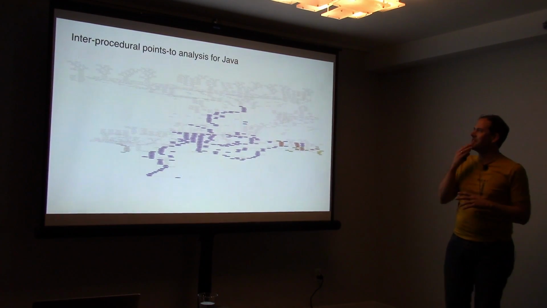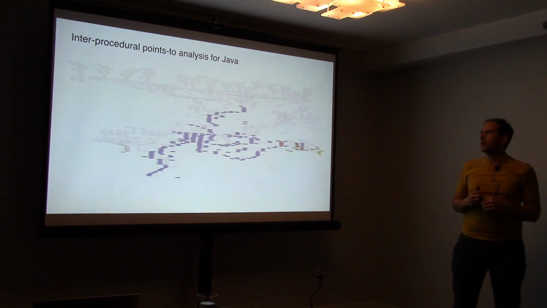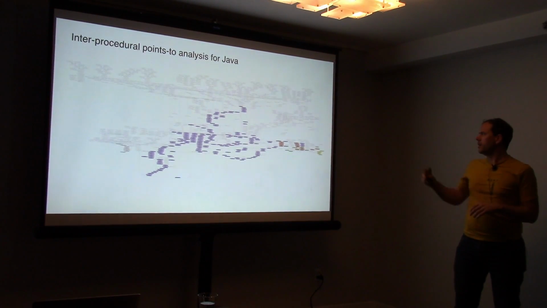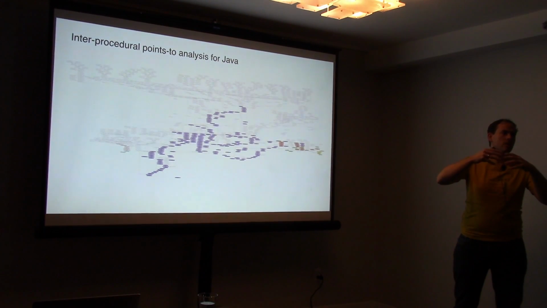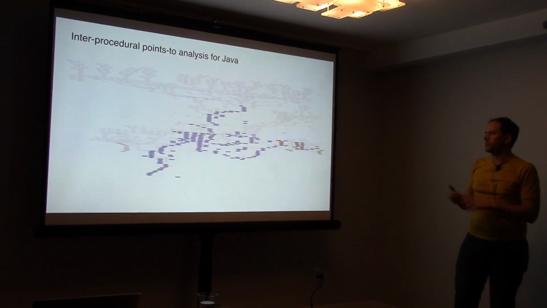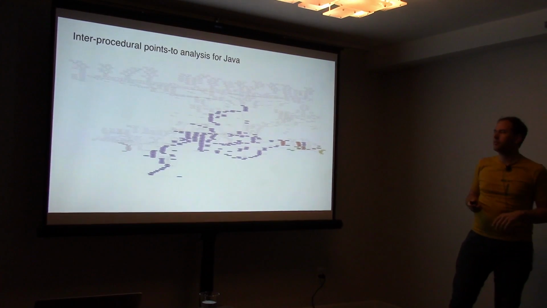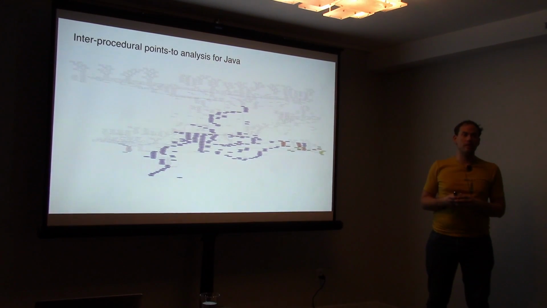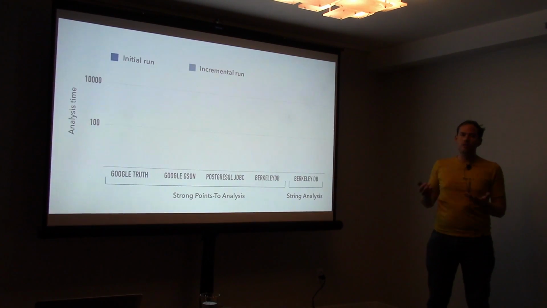Okay, so this is an analysis we're currently working on. It's an inter-procedural points-to analysis for Java, where everything that has a single color is mutually dependent computation nodes, and everything else is independent from one another. These computation networks become really big when you do real-world analyses. So the question, of course, is what does that mean for our goal of providing feedback within 100 milliseconds?